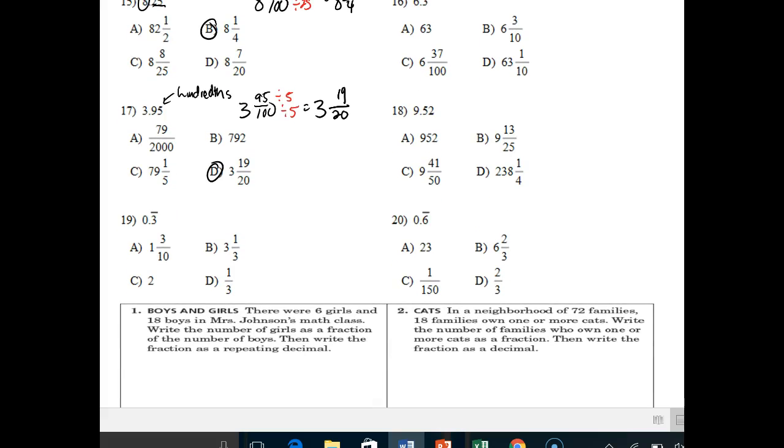0.3 repeated, something you just have to memorize. It's not, oh, that's over the 10, so it's got to be 3 over 10. 0.3 repeated, you just have memorized as 1/3. Just like 2/3 you should have memorized. Hint, hint for number 20.